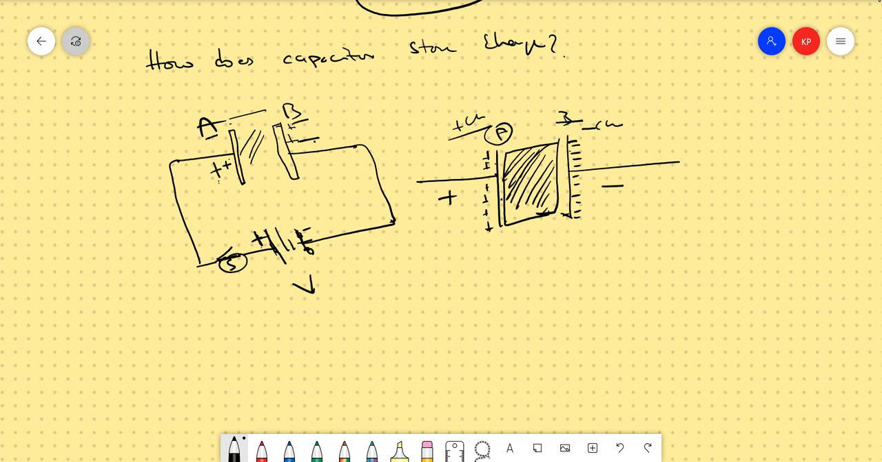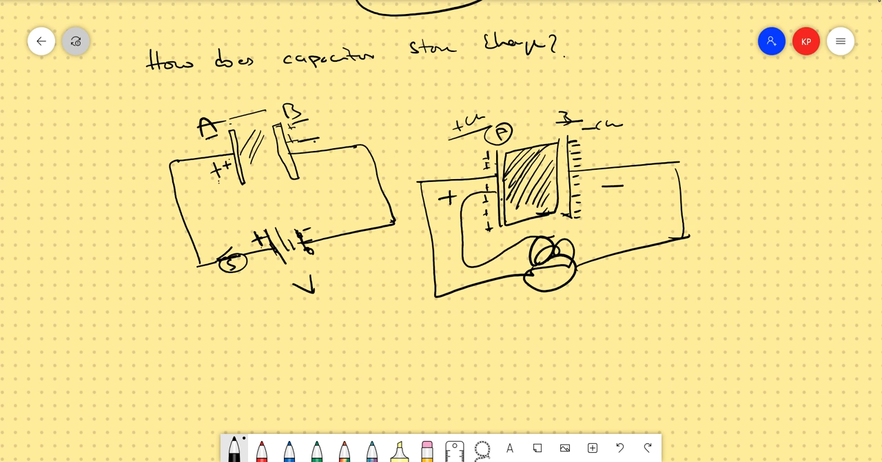Whenever we remove the supply and connect it to a load, current will flow through the load and the charge will be discharged. So like this, the capacitor will be charged.